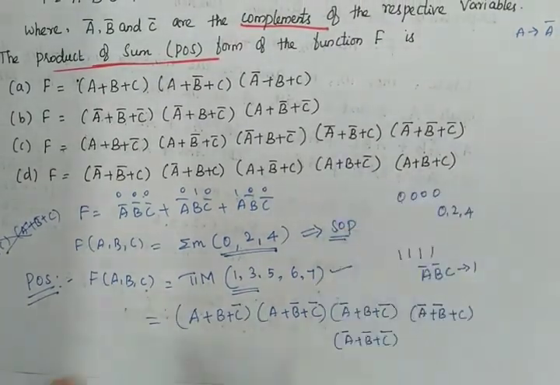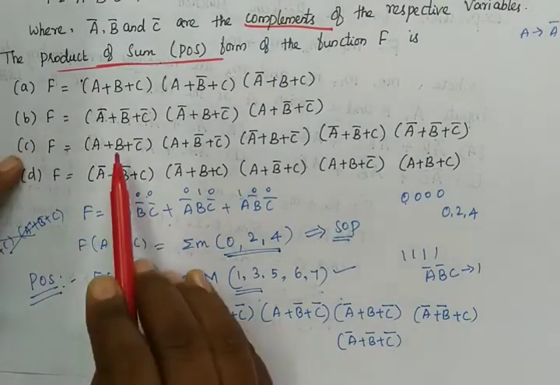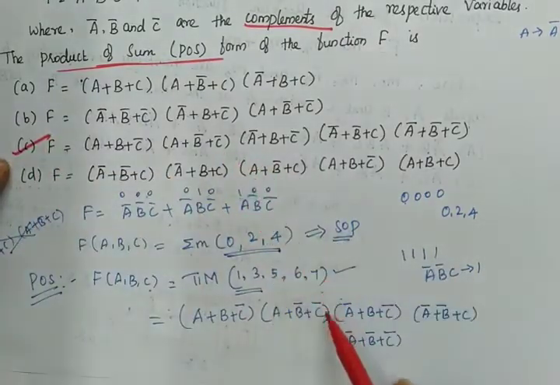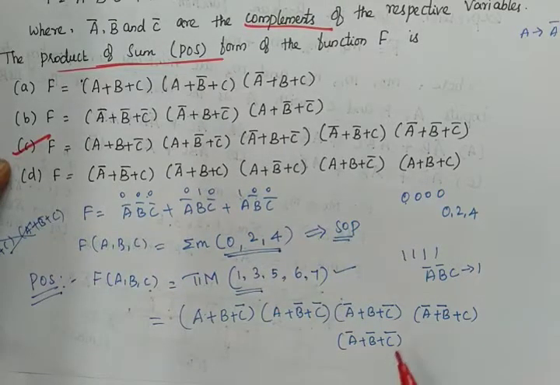Now what is the correct answer? A plus B plus C bar. Then A plus B bar plus C bar. This is the correct answer. A bar plus B plus C bar, A bar plus B bar plus C, and A bar plus B bar plus C bar. So this is how we have to change this sum of products to product of sums.